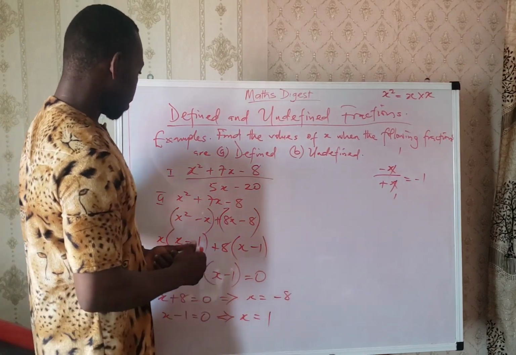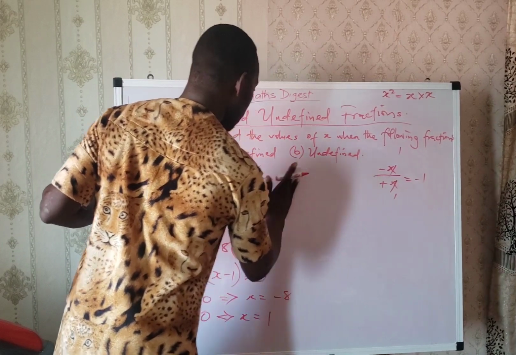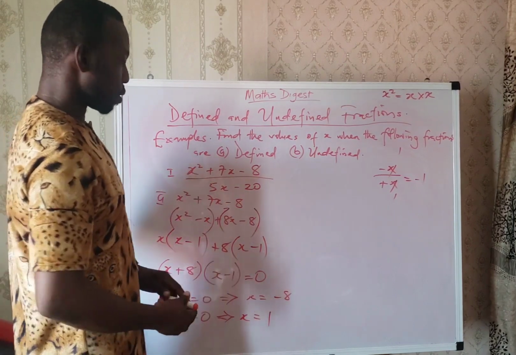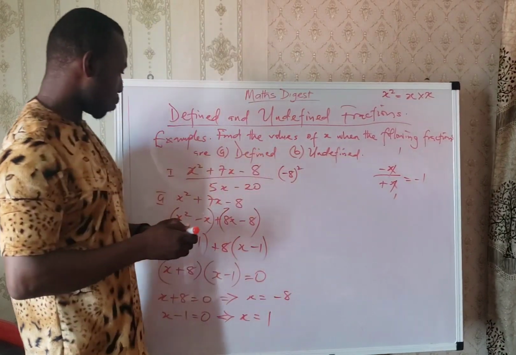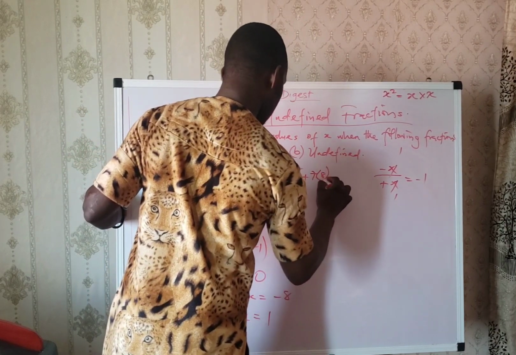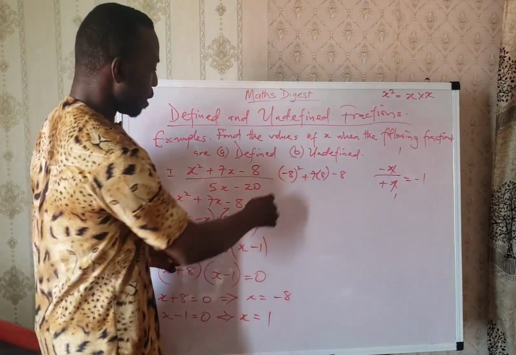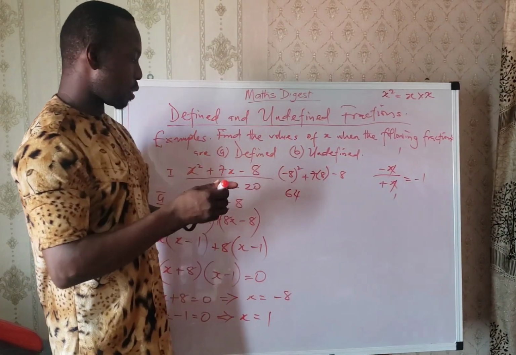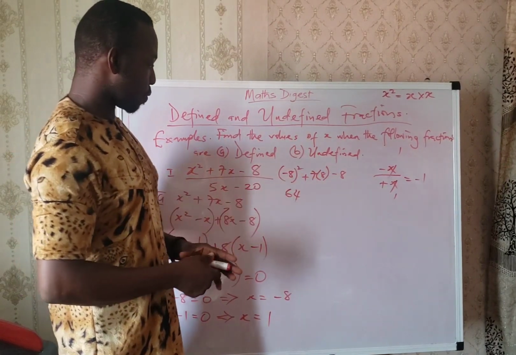Okay? Now, anywhere you see x, let's start with -8. Anywhere you see x, add -8 there, okay? Raised to power 2, that is for x, plus 7x, so let's see if it will give us 8. Now this raised to power 2 will give you 64. Remember minus 8 times minus 8. Minus minus will give you what? Plus. So we have plus 64.